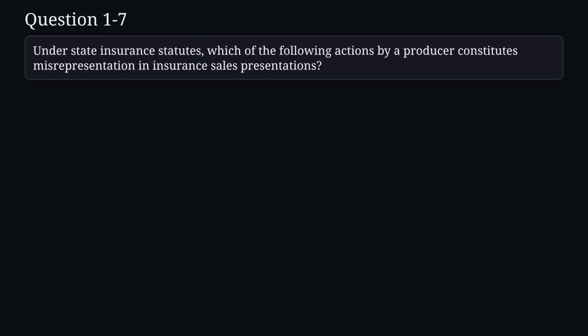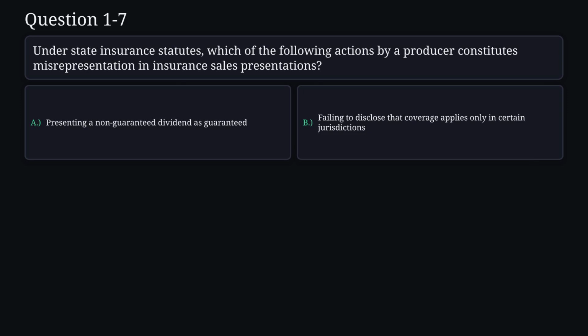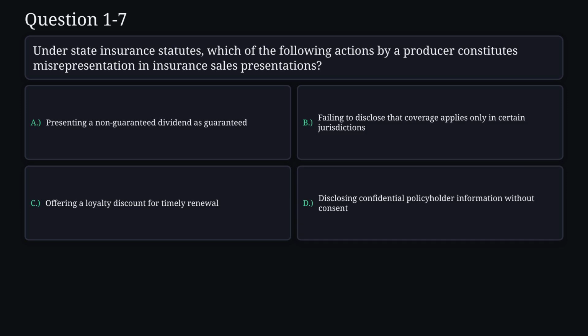Question 7. Under state insurance statutes, which of the following actions by a producer constitutes misrepresentation in insurance sales presentations? A. Presenting a non-guaranteed dividend as guaranteed. B. Failing to disclose that coverage applies only in certain jurisdictions. C. Offering a loyalty discount for timely renewal. D. Disclosing confidential policyholder information without consent.